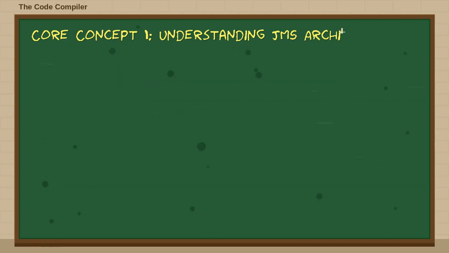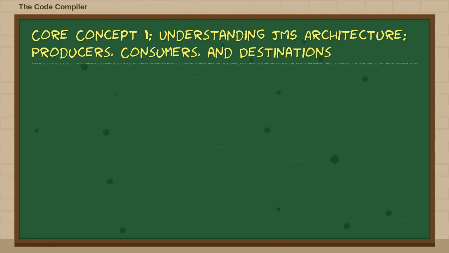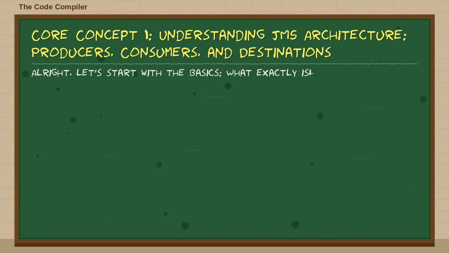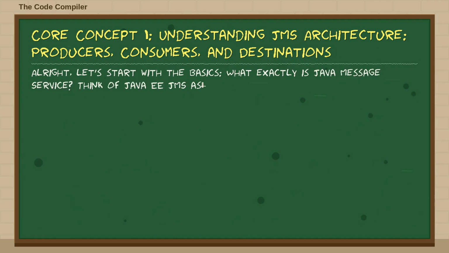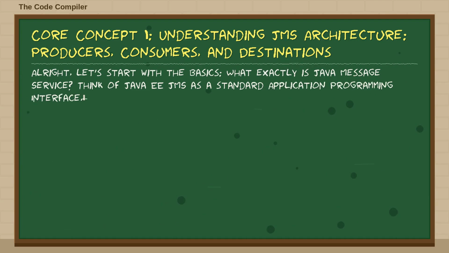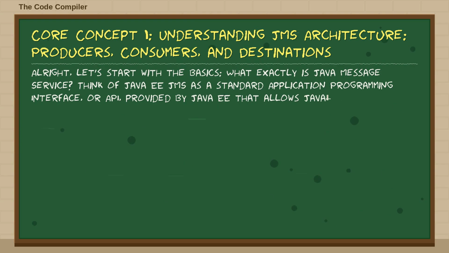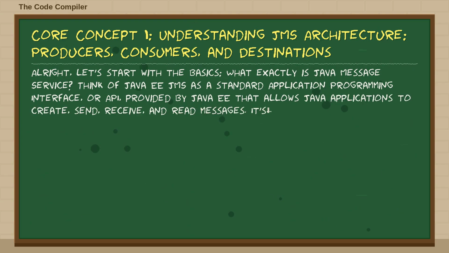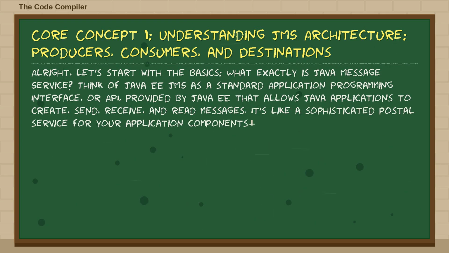Alright, let's start with the basics. What exactly is Java Message Service? Think of Java EE JMS as a standard application programming interface, or API, provided by Java EE that allows Java applications to create, send, receive, and read messages. It's like a sophisticated postal service for your application components.